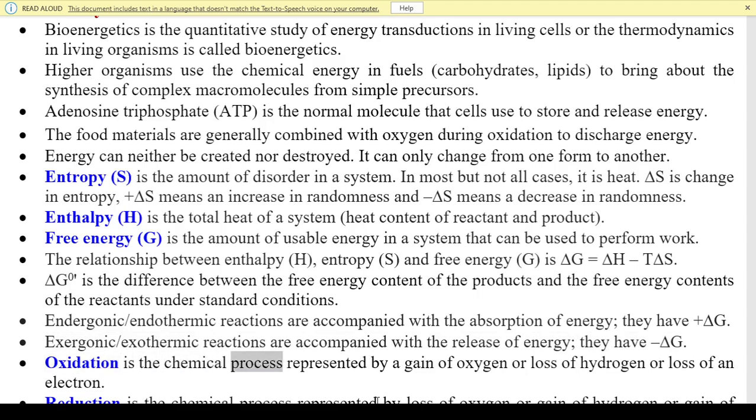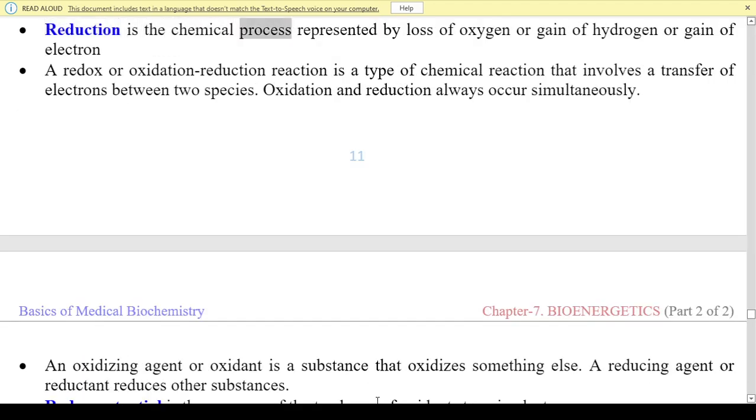Oxidation is the chemical process represented by a gain of oxygen or loss of hydrogen or loss of an electron. Reduction is the chemical process represented by loss of oxygen or gain of hydrogen or gain of electron. A redox or oxidation-reduction reaction is a type of chemical reaction that involves a transfer of electrons between two species. Oxidation and reduction always occur simultaneously. An oxidizing agent or oxidant is a substance that oxidizes something else. A reducing agent or reductant reduces other substances.